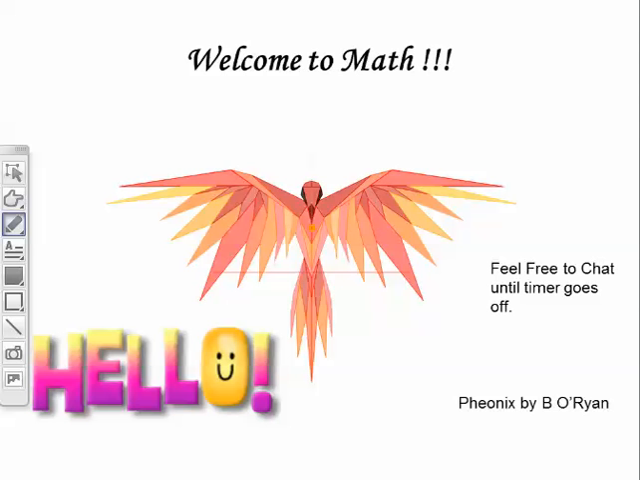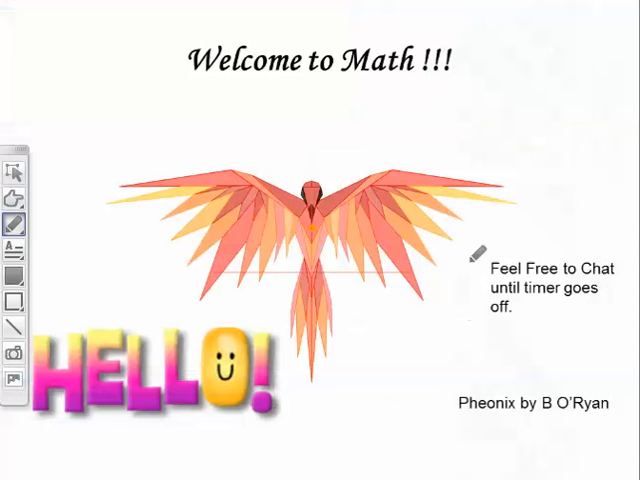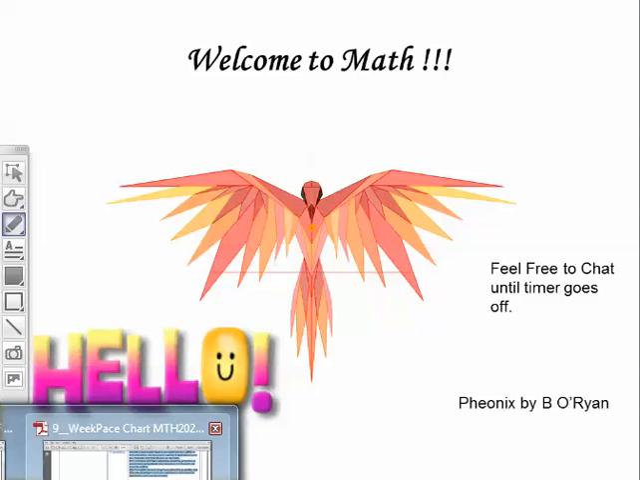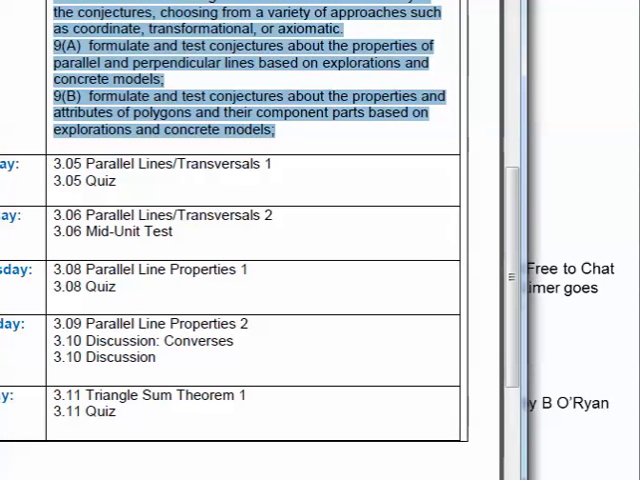Hi, this is Mr. Green, and this is another in my geometry videos, and we're going to be looking at 3.7 and 8, I believe it is. It might be 8 and 9. Nope, I'm totally wrong here. Looking at my announcements, it's 8 and 9 that we're looking at. Okay? Parallel line properties 1 and 2.